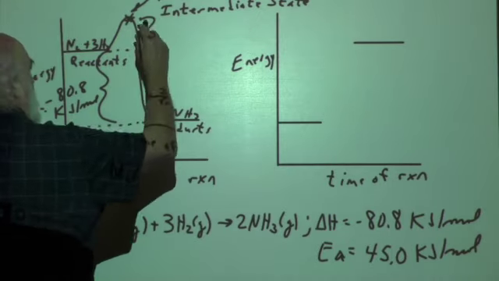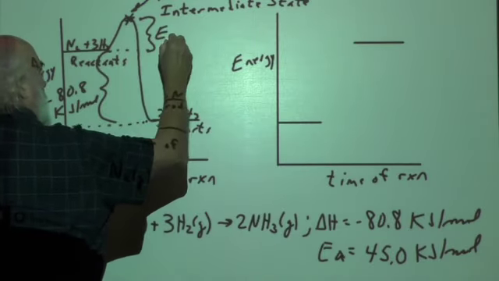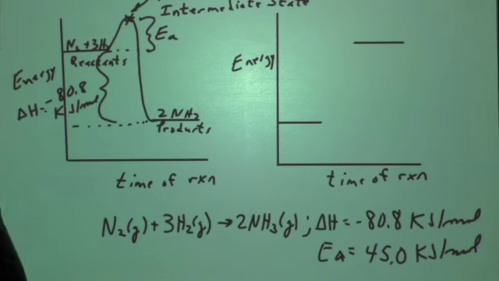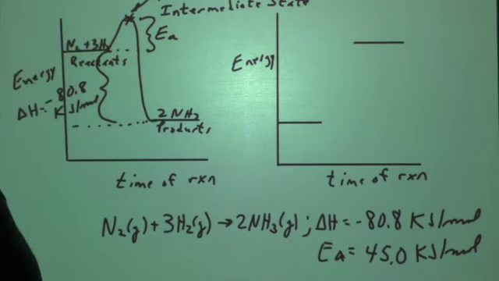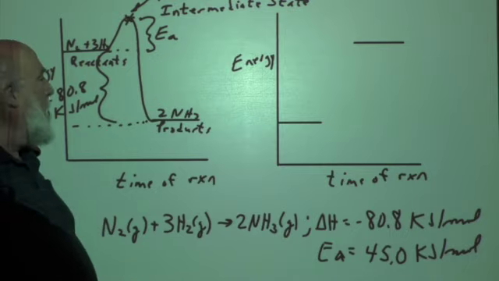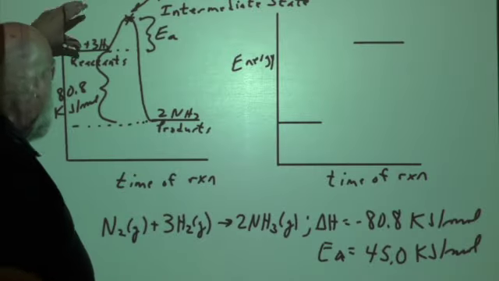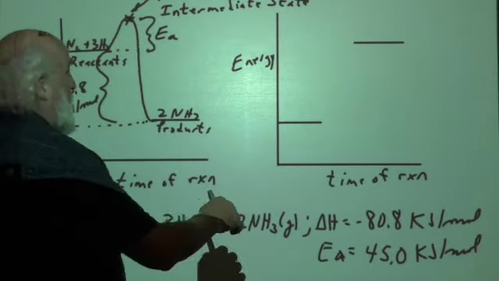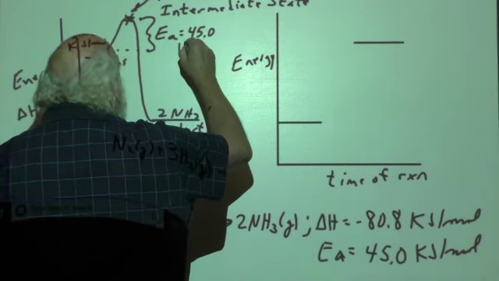This right here, the difference from the reactant level to the top, is called activation energy. That's the amount of energy we had to get in order to get that reaction to take place. It's kind of like a chemical kick in the pants. Get going. Let's go. So that value is always positive. It's always going to be higher than the reactant level. In this case, it's 45.0 kilojoules per mole.